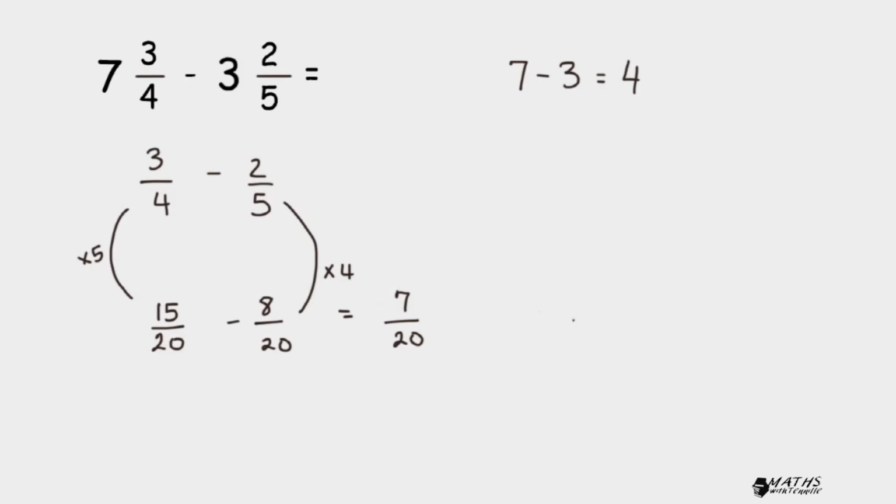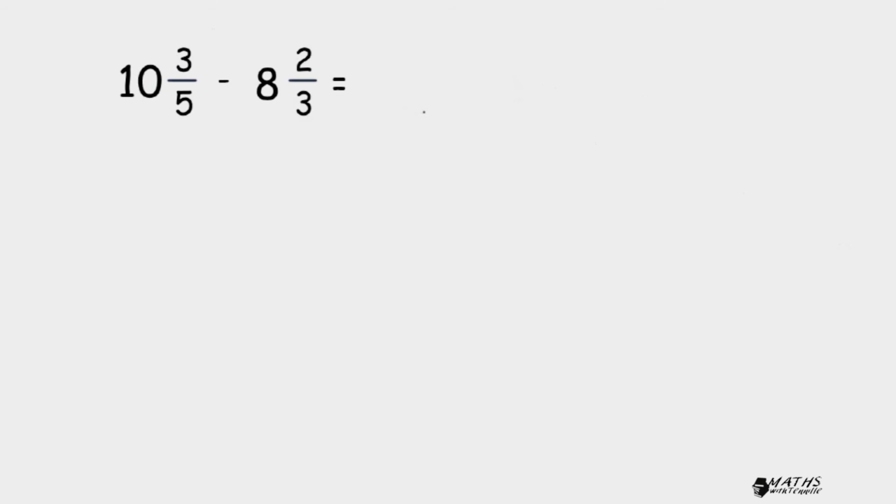The final answer to our question, we can't forget about these wholes. So we have 4 and 7 out of 20. And that's our final answer. Now we're going to look at a trickier subtraction question. We start the same way. 10 take away 8. We have 2 whole pizzas.